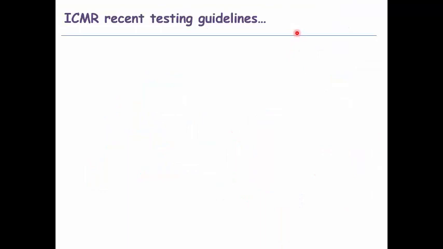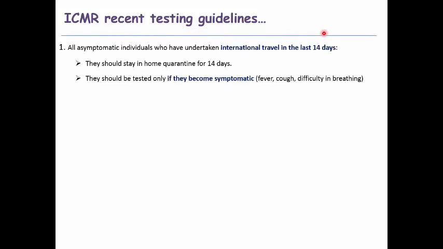So who should be tested for that? In this big outbreak, the ICMR has produced some testing guidelines. They have enumerated all the asymptomatic individuals who have undertaken international travel in the last 14 days. They all must stay in home quarantine for 14 days. So for 14 days they cannot come out of their home. This is the first and foremost thing for all the international travelers.